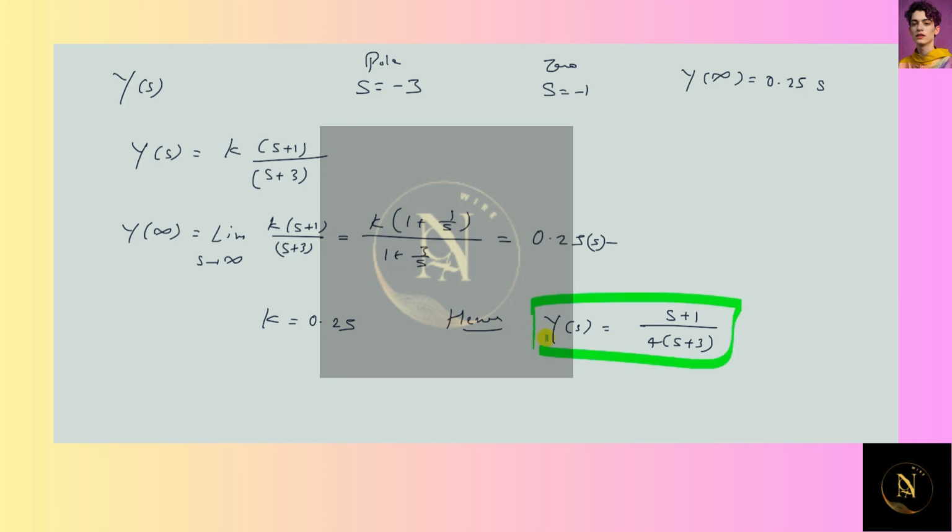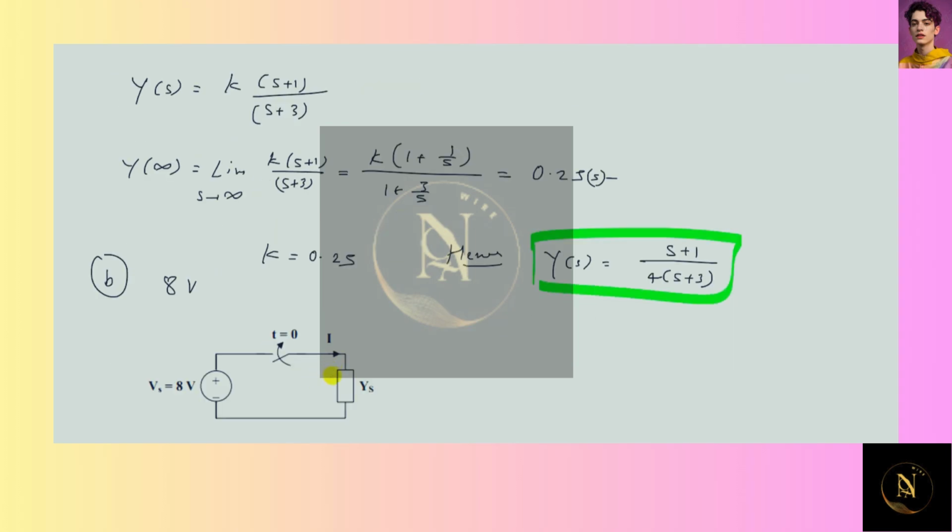And now for part B. Part B says an 8-volt battery is connected to the network via a switch. So let me show you the figure for that. Here is the figure, and if the switch is closed at t equals 0, we have to find the current i(t) through Y(s). So we have to find the current through it.